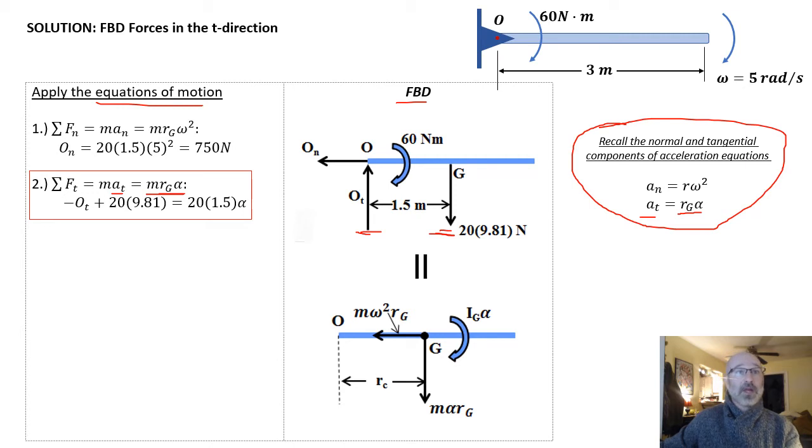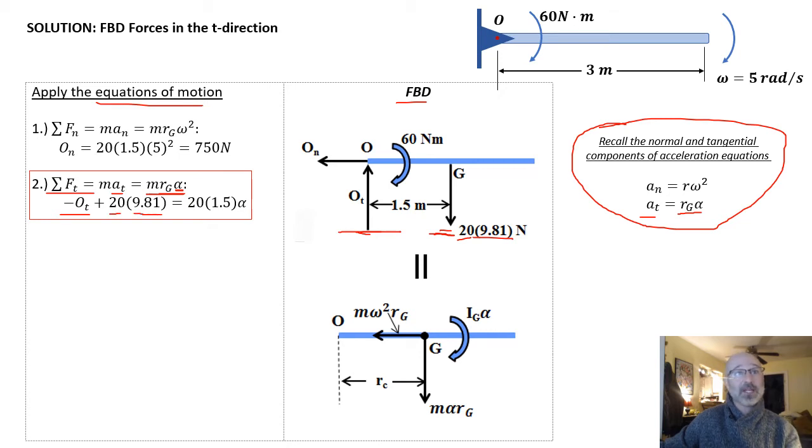So I now have the right-hand side, and I know I have my mass. I know I have my r sub g again. And the only thing that I don't have is my alpha term, so that's the thing I'm going to need to solve for. Now I can deal with the left-hand side of my equation, summation of forces in my tangential direction. I have my O sub t, I have my weight at G. My O sub t is going to be in the negative direction if positive is going down. And I have my weight force here, which is mass times acceleration due to gravity. My mass is 20 kilograms. My acceleration due to gravity is 9.8 meters per second squared.